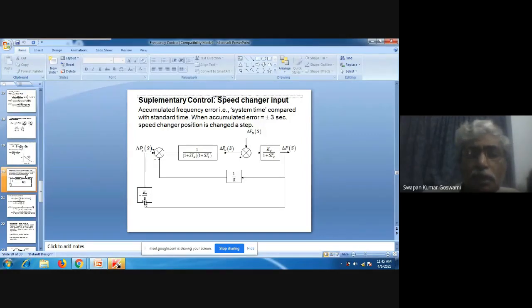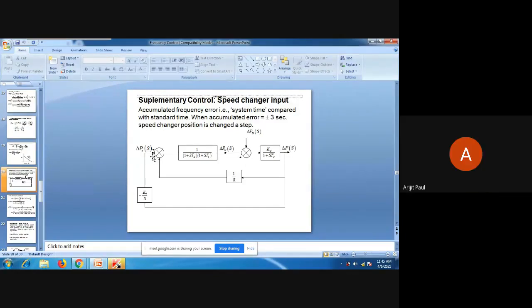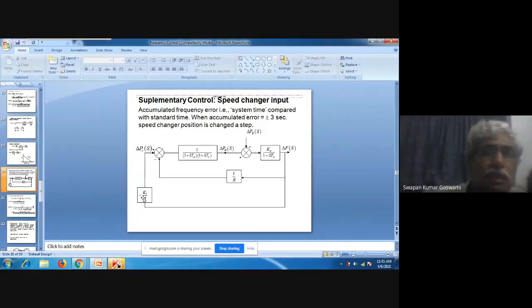This feedback to the speed changer is being taken from the system. Frequency variation is measured, and what type of control is being applied through the speed changer? Integral control, sir. Integral control, because it is divided by s. And we know that if you want to make the steady state error zero, then it has to be the integral control. In integral control only, the steady state error is zero.